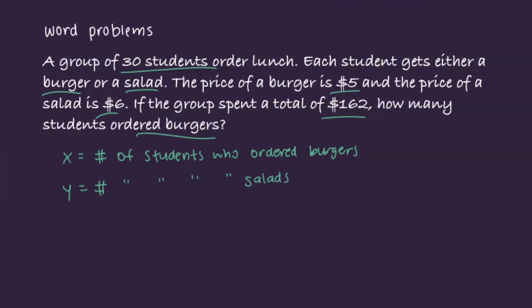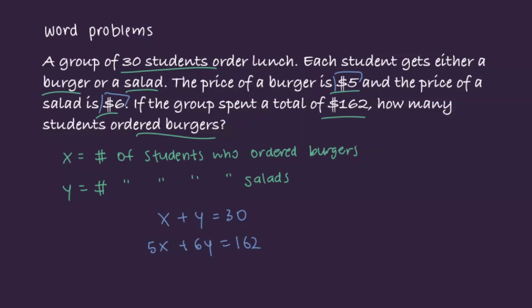So we have 30 students in total. So the sum of x and y has to be 30. And the price of one burger is $5 and the price of one salad is $6. So we can write 5x plus 6y, and our total is $162. Now we have our system of equations.